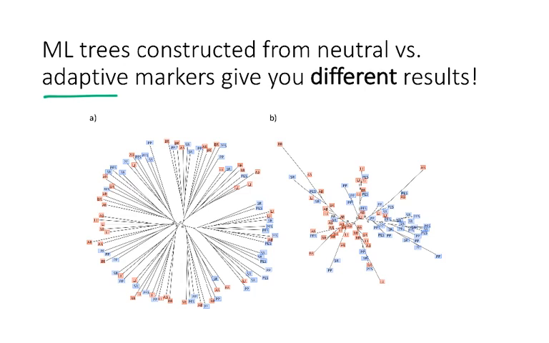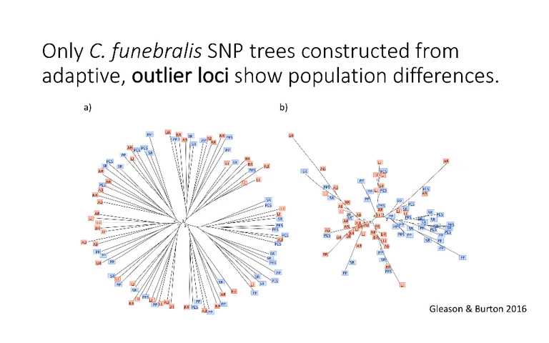And so if we explain here what we're looking at with these trees, these are SNP trees. SNP markers were used for these trees. They're from the snail species that I study. And again, these were constructed from, here on the left, the neutral markers.